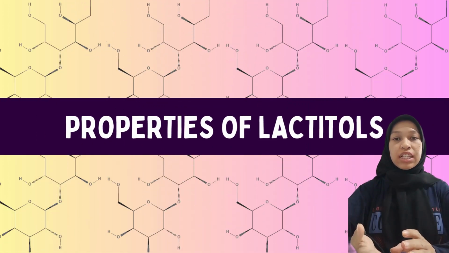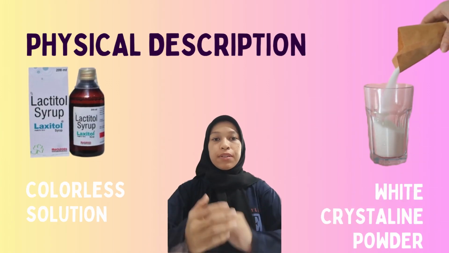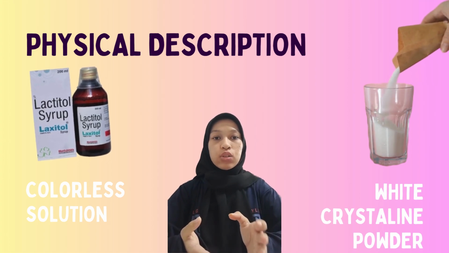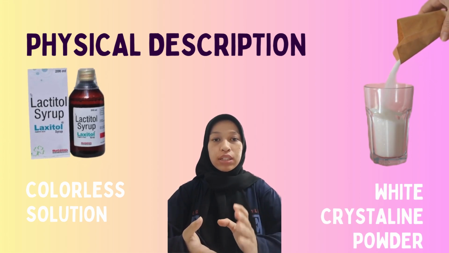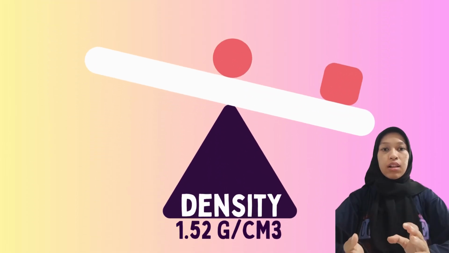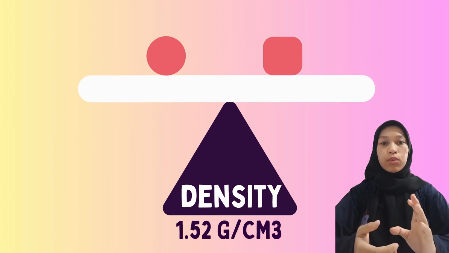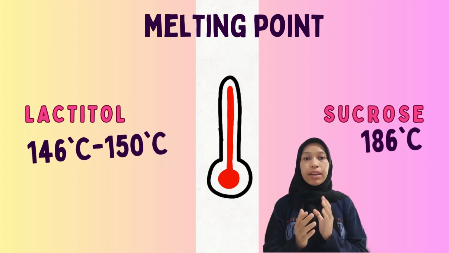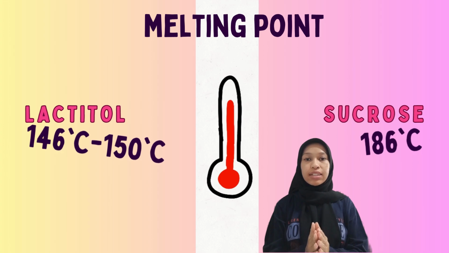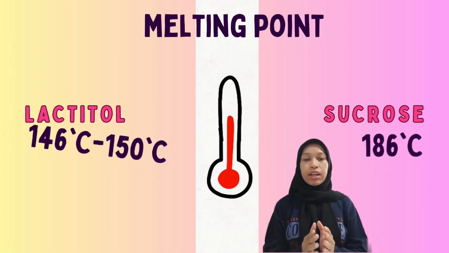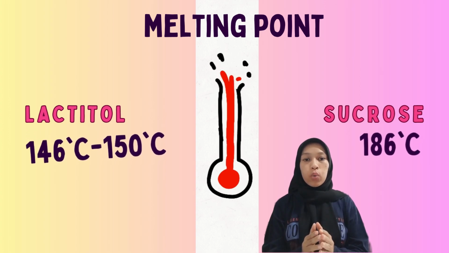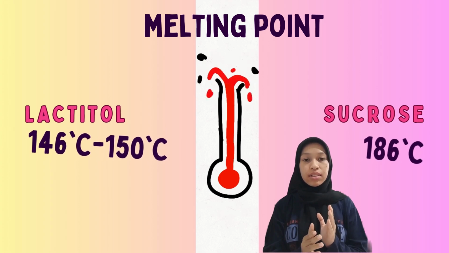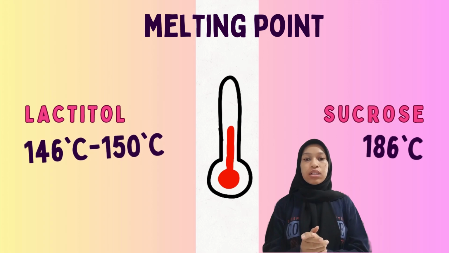Let's move to the properties of lactitol. The physical description of lactitol is either crystalline powder in solid form or colorless solution in liquid form. Lactitol has a density of about 1.52 grams per cubic centimeter. The melting point of lactitol is approximately 146 degrees Celsius to 150 degrees Celsius. When compared to fructose, which has 186 degrees Celsius as the melting point, lactitol is lower.